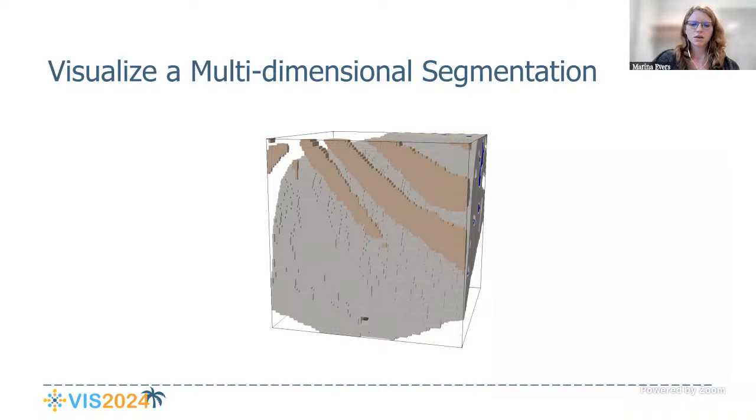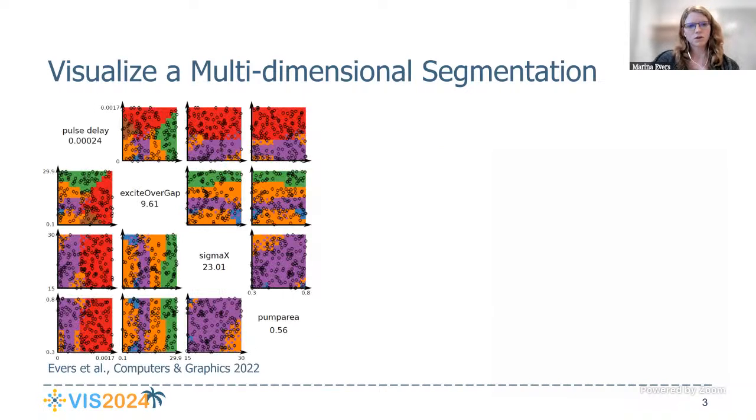But if we increase our dimensionality even further and want to visualize a multidimensional segmentation, this problem gets even larger. Here we look at a 4D segmentation, which is representing a parameter space where each segment represents one region in parameter space where the corresponding parameter space samples lead to a similar behavior. In this visualization, we basically right now see slices through this parameter space, but it does not allow us to get a global overview of the segmentation.